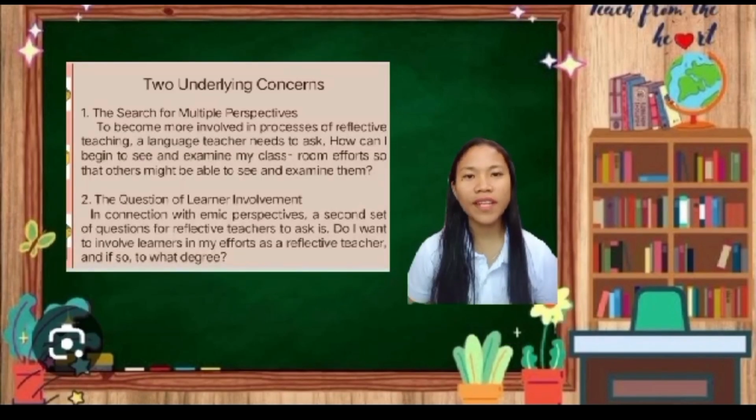Language teachers benefit from seeking feedback on teaching methods, strategies, and interaction with students. By doing so, they can identify their blind spots, recognize areas for improvement, and improve the effectiveness of their teaching practices. The second one is the question of learner involvement. In connection with the emic perspective, a second set of questions for reflective teachers to ask is, do I want to involve learners in my effort as a reflective teacher?